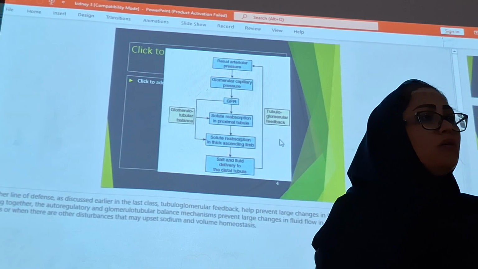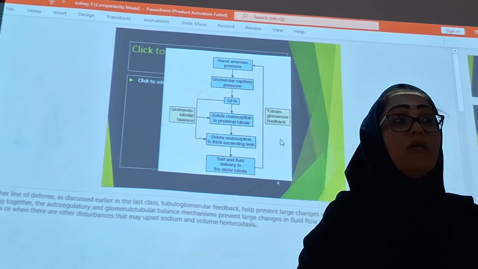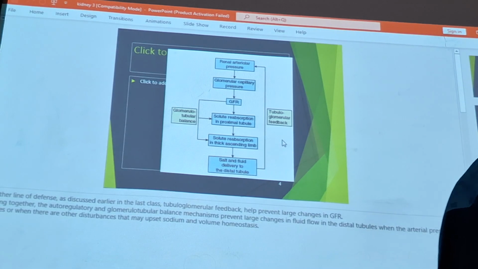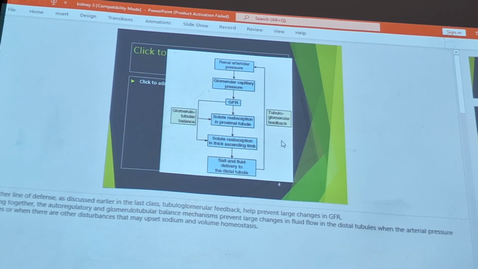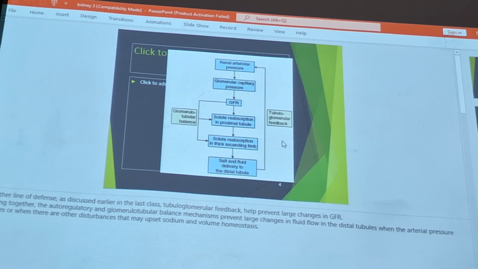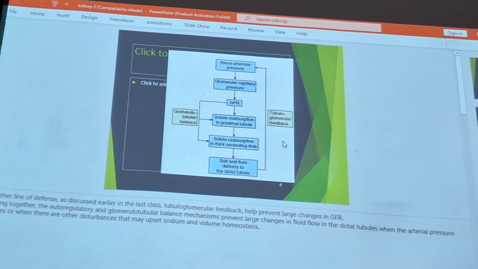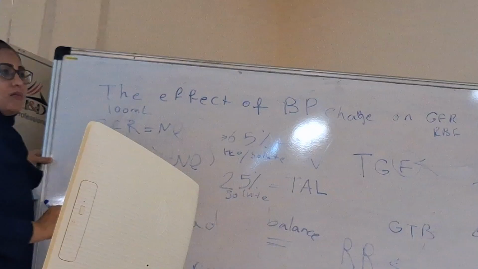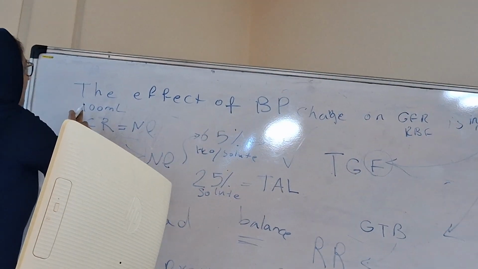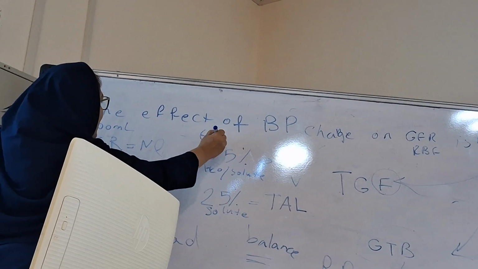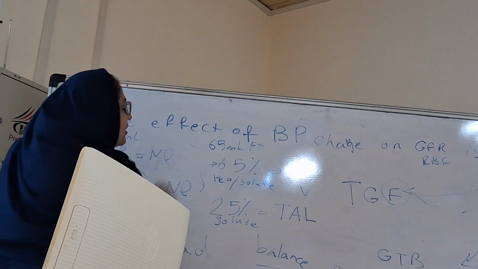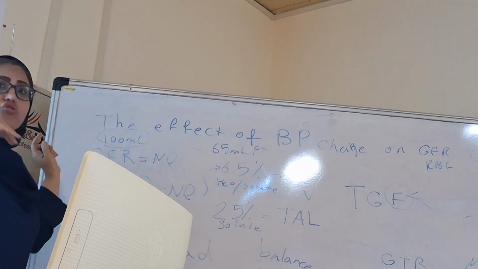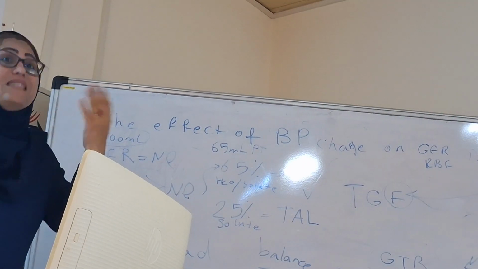Got it? Doctor, could you please repeat this mechanism? We don't know by which mechanism, but suppose that, for example, GFR is a certain value and 65 milliliter is reabsorbed in the proximal tubule. I'm going to take an example.